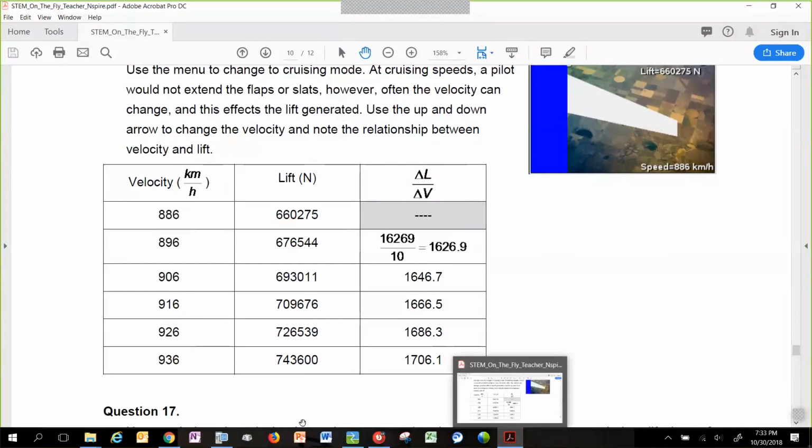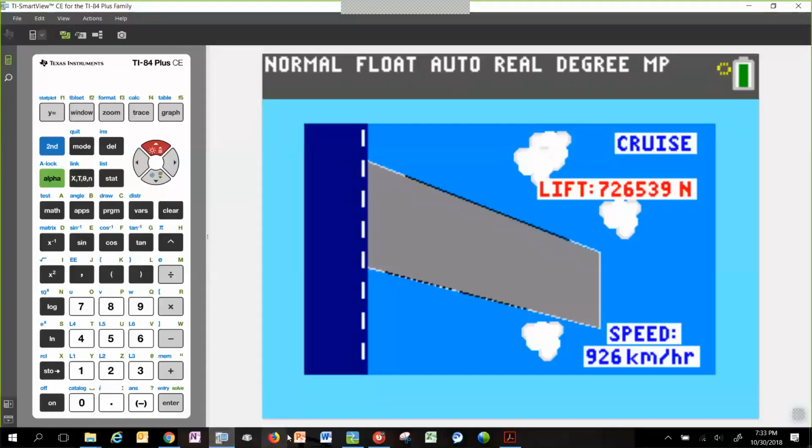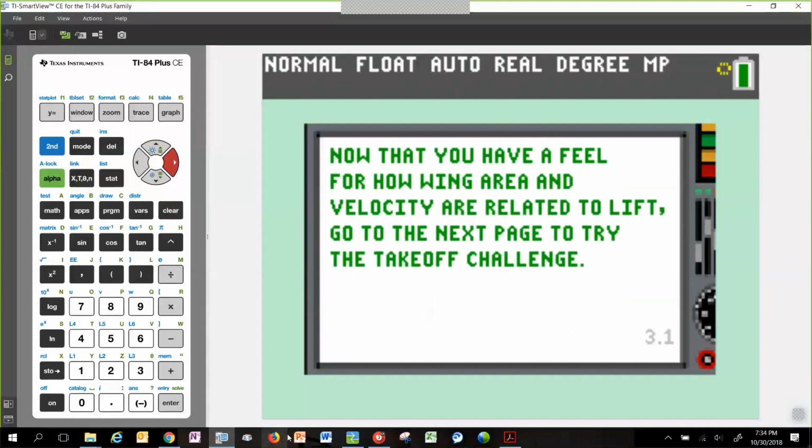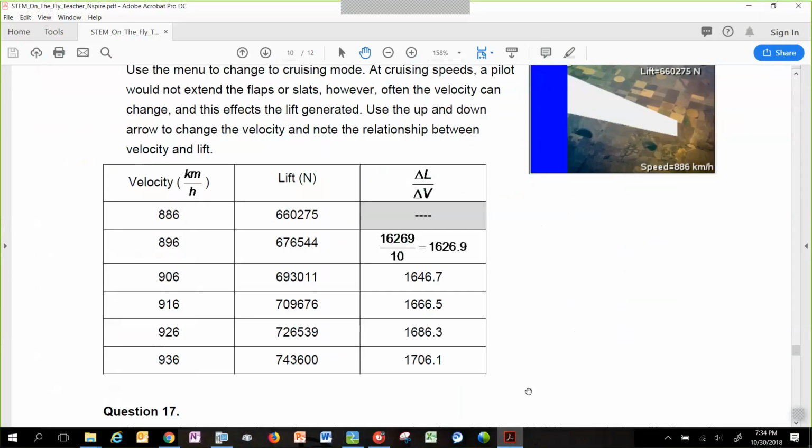It's not a linear relationship between these two. So students can recognize that, and that's all we're asking them to do: recognize that lift and speed are not linearly related. So we have this linear relationship between lift and surface area, and as we change speed or velocity, we have a nonlinear relationship. It's kind of a cool deal.